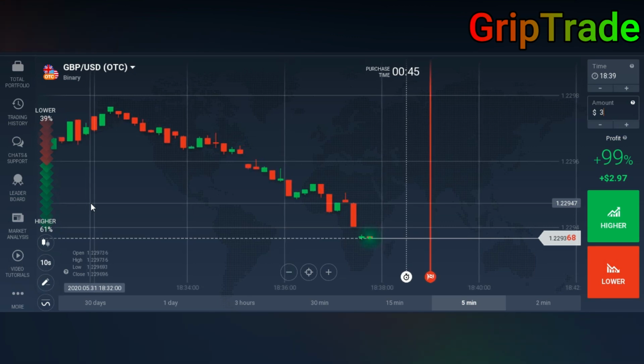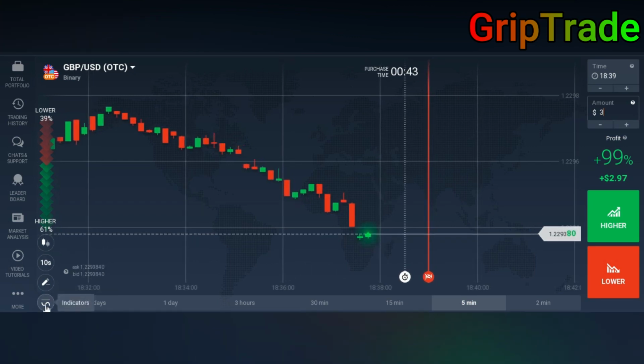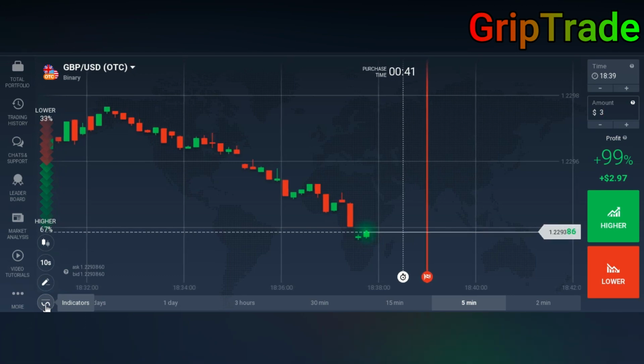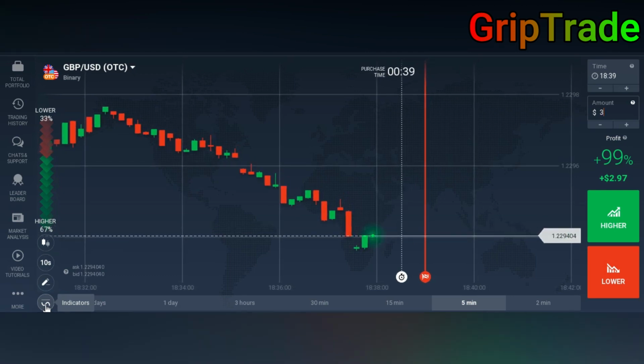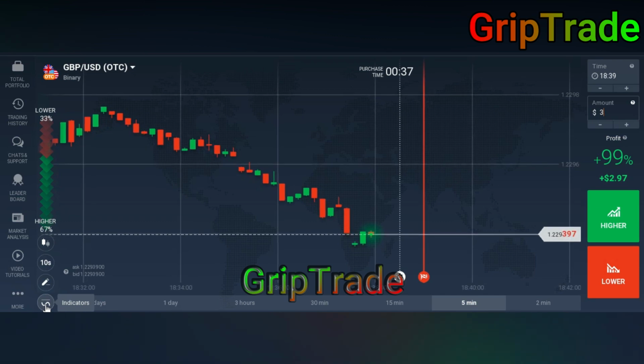That's fine. Now you need to go into the indicator window. We need to put a total of two indicators for this particular strategy and they are pretty simple to analyze.